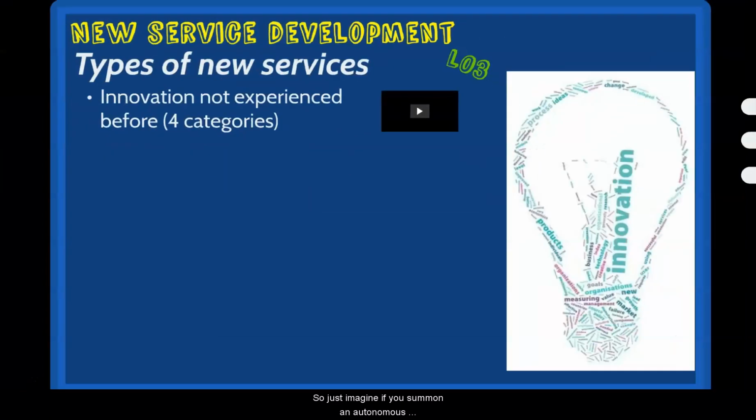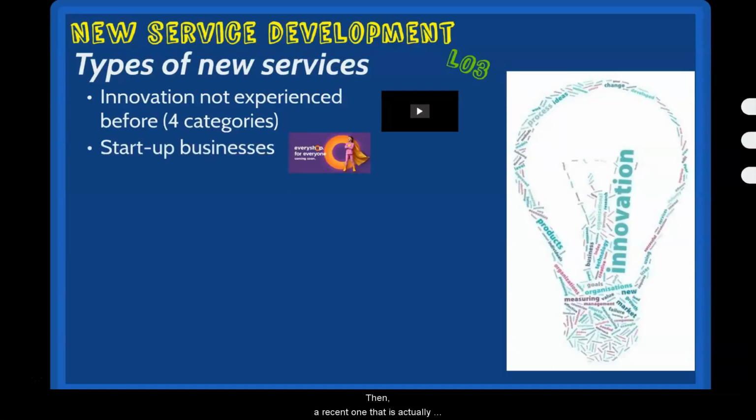So just imagine if you summon an autonomous vehicle, it takes you to where you command it to go. Just what an incredible concept that would be. Then a recent one that is actually on its way in South Africa in terms of a startup business is Takealot.com's competitor. This is Every Shop. This is for everyone. So it's a similar concept to Takealot, where you can order online and get your stuff delivered to your doorstep.